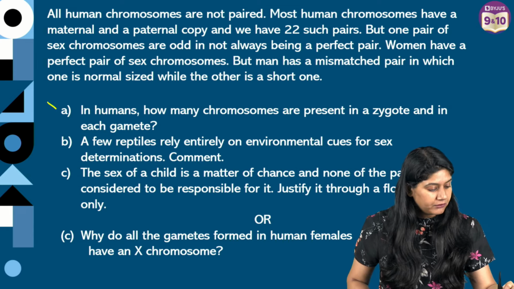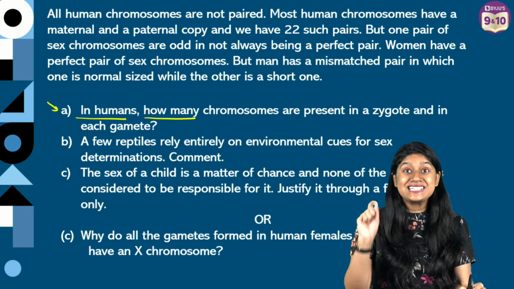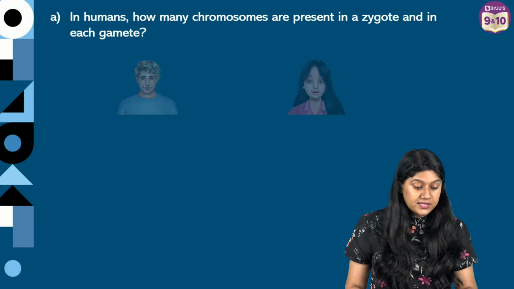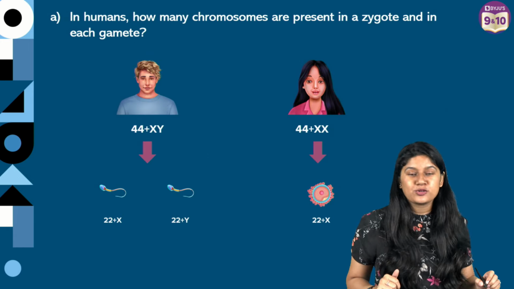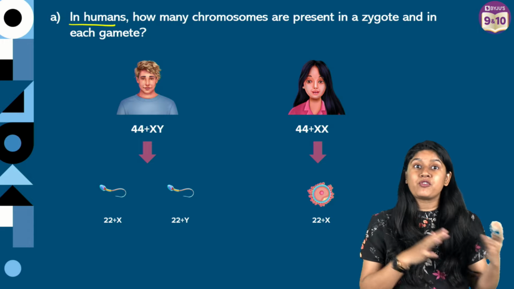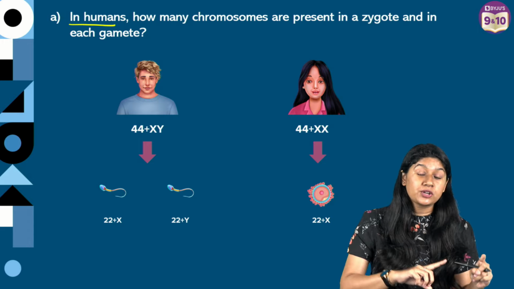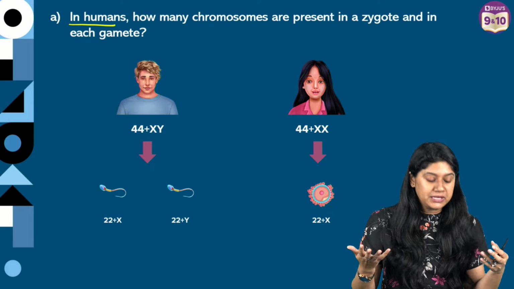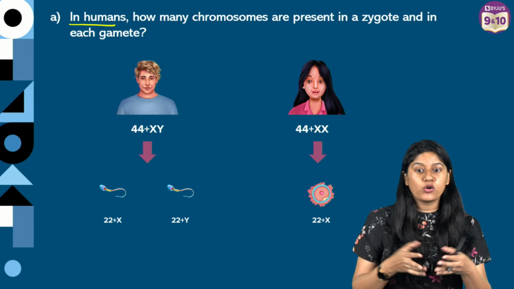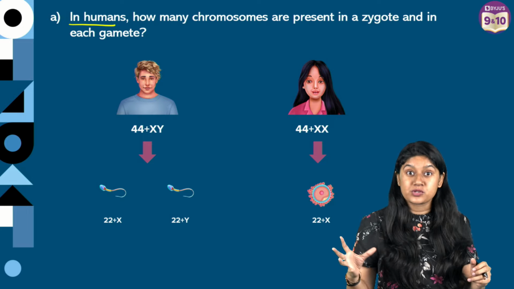Question number 1: in humans, how many chromosomes are present in the zygote and in each gamete? Very easy question. We'll be solving the other questions too, so don't worry about them. We have to find out how many chromosomes are present in the zygote, that is after fertilization, and before that, in the gametes. In the zygote, we will have 46 chromosomes, or 23 pairs of chromosomes, right?